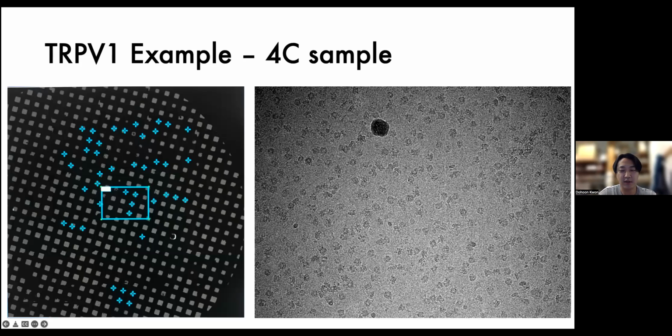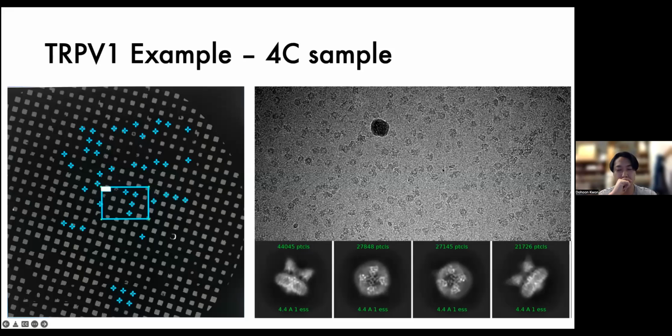This is the high magnification image. You can find the individual particles easily, this one is the side view, and this is the top-down view, right? And this is the result of the 2D classification.